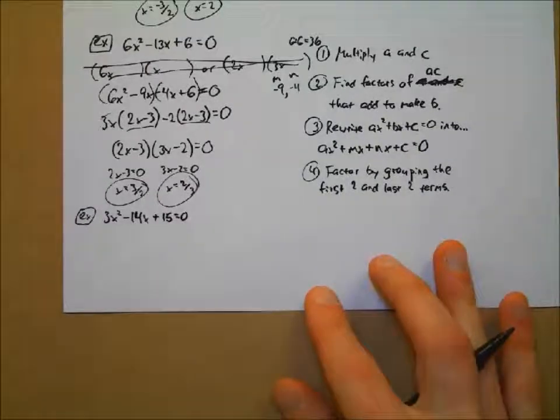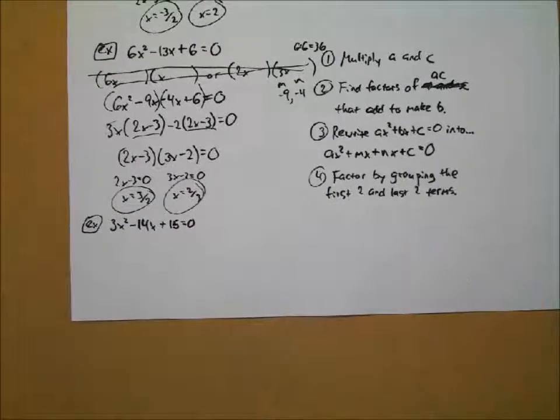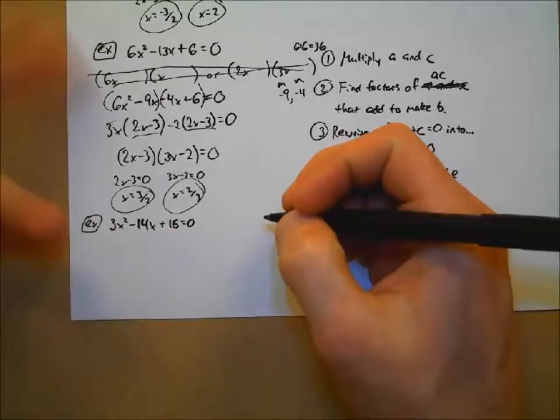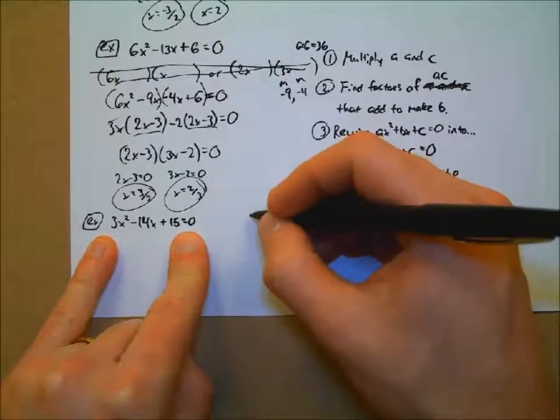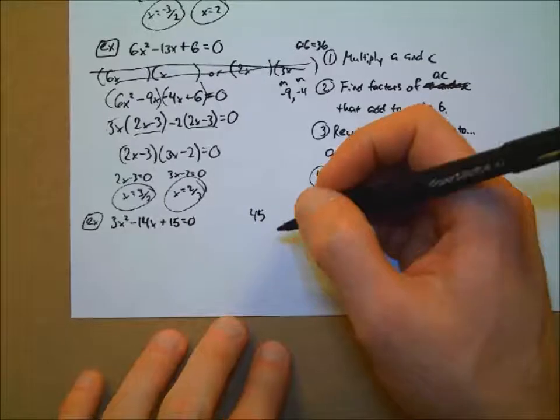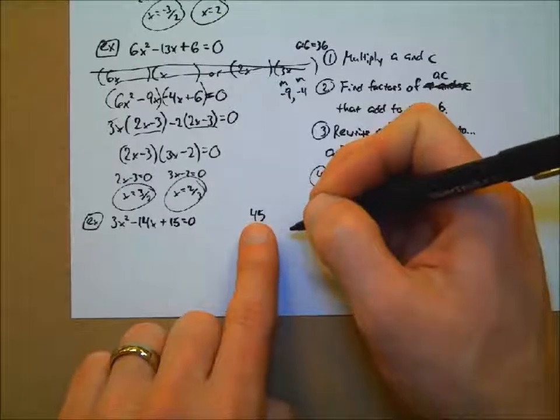Okay. So let's say we've got 3x squared minus 14x plus 15 equals 0. So it's equal to 0. We're good to go there. Again, we're going to use this previous method I just talked about. So we're going to take the 3 and the 15, multiply them together, and we get 45. And now we're looking for two numbers that multiply to 45, but add to negative 14.